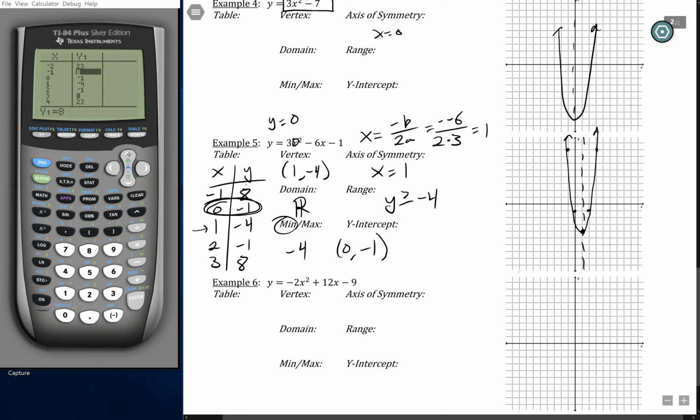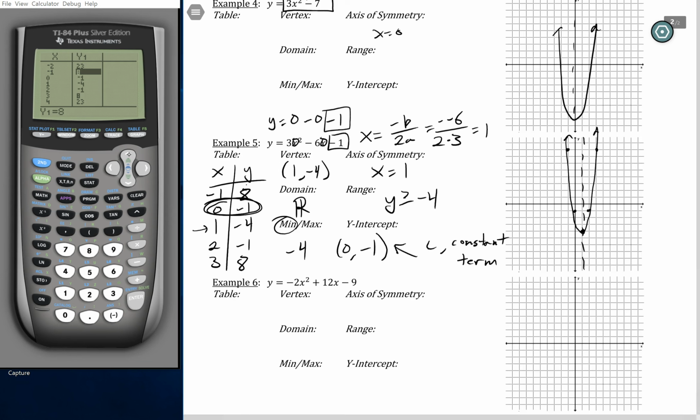Like 0 squared is 0, 3 times 0 is 0. If I plug in 0 here, isn't -6 times 0 still 0? So what's the only thing that I'm left with? -1. And this is the constant term. So as it turns out, the y-intercept should be c, and that is the constant term. And the reason is when I plug in an x of 0, all the other terms go away, except for the constant term. Pretty cool.